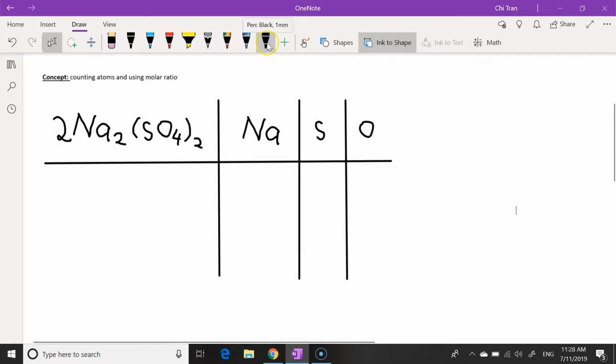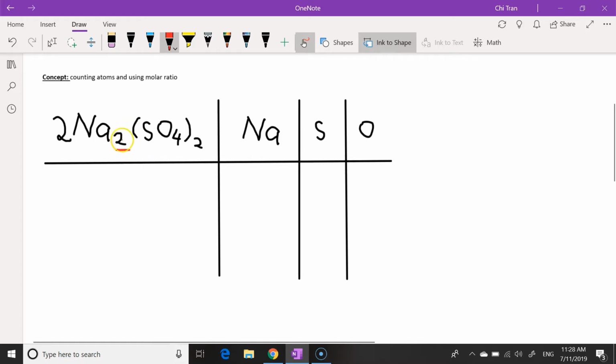And how we can count individual atoms in this compound, we can draw out a table like so. There are two steps in counting atoms. So you take the subscript that's next to the atom and you times it by the number outside the bracket, and then you times that by the coefficient. So let's start with sodium.